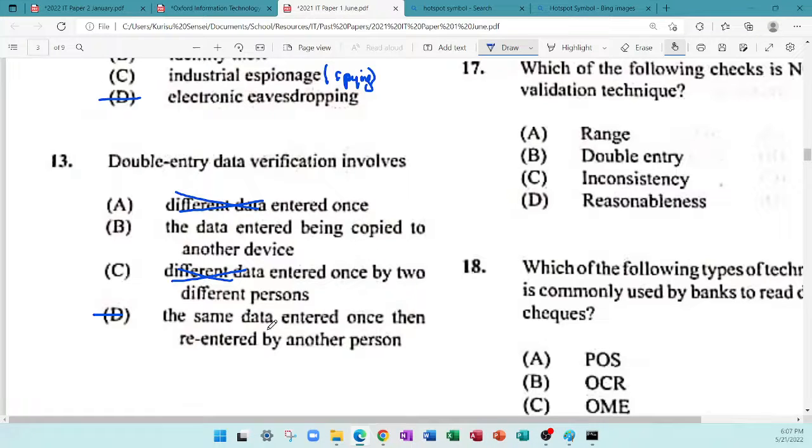Copying it doesn't verify anything. Yeah, but sir, why do you have another person type it in? That doesn't make sense either, but you can think. But it's the same data. That's the point, right? Remember, double data entry is entering the same data twice.